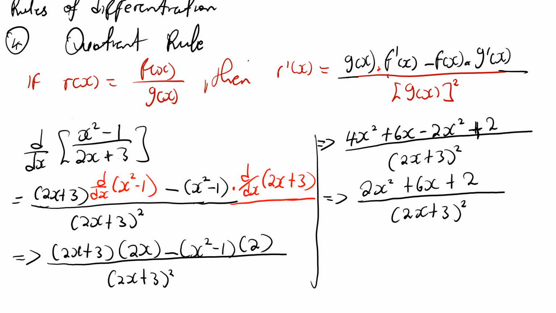So now we are going to the last rule, which is called the chain rule. So here what happens in the chain rule is that you start by differentiating what is outside, and then you keep what's inside, and then after that you multiply with the derivative of what is inside. So here is what I mean.